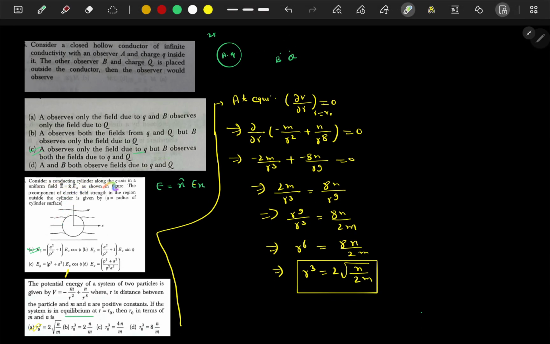Consider a conducting cylinder. The rho component of the electric field is given. For a cylinder, the components will be rho, phi and z, okay. When you solve it, you are getting a square upon rho plus 1 times cos phi.